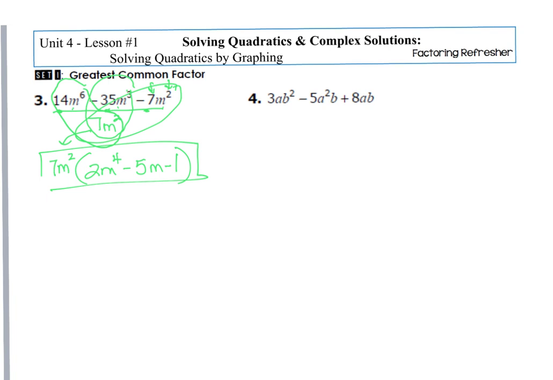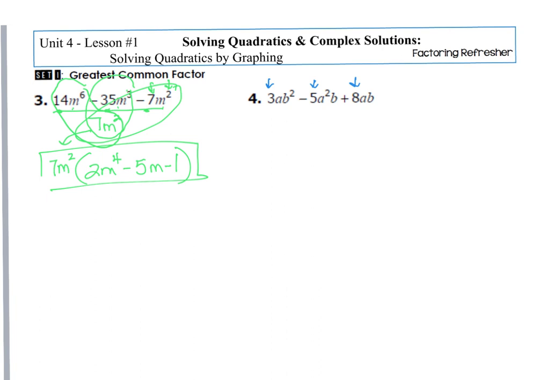Okay, number 4, we have 3ab squared minus 5a squared b plus 8ab. So I'm checking on my coefficients, 3, 5, and 8. What's the largest number that goes into all three of these coefficients? Well, let's see. Does 3 go into 5? No, 3 does not go into 8. And 3 has no other factors besides 1. 3 and 5 are both prime, by the way, too. So we don't have any numbers that can be divided out of all three of 3, 5, and 8. So we don't get to take any coefficients or number parts out as our GCF.